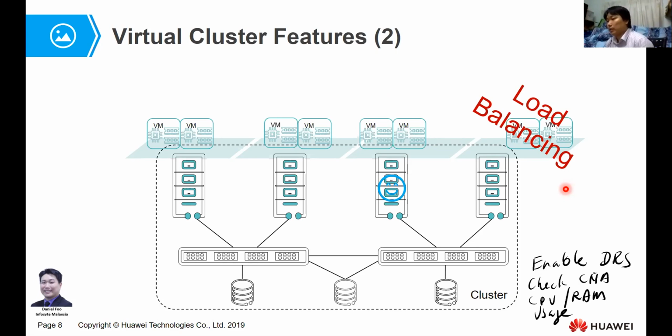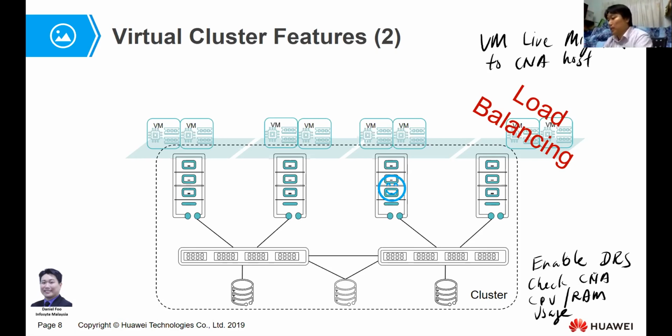So this is another feature in the virtual cluster to provide usage load balancing. Earlier was the HA, to protect your virtual machines and minimize downtime itself. So next thing here will be load balancing. Now the load balancing is similar to what I did yesterday. Over here we are doing virtual machine live migration to another CNA host.